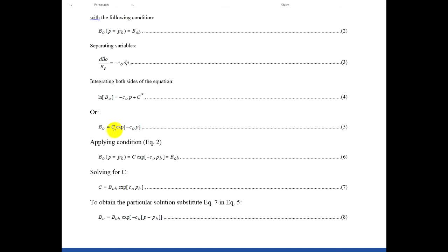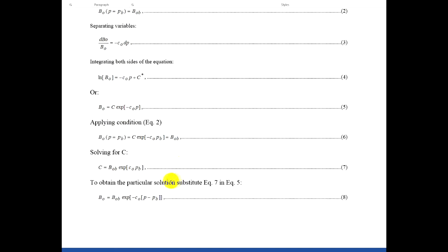To obtain the value of this constant of integration, we have to apply the condition defined by equation 2. So when you evaluate this equation at the bubble pressure, it will end up with BOB. That's how you obtain the value for C, and then you get the model for the formation volume factor of oil. This is what you will find in any book of properties of petroleum fluids. So that's what I wanted to show you here.